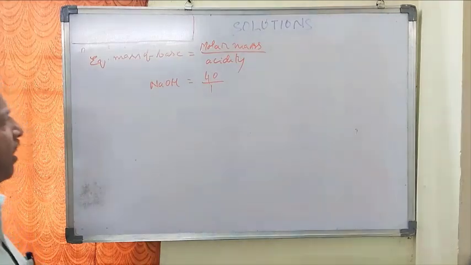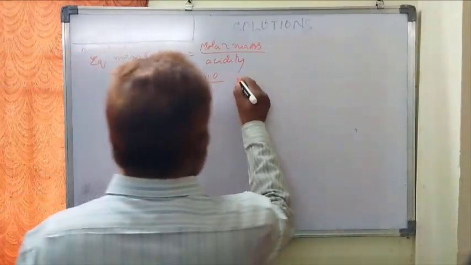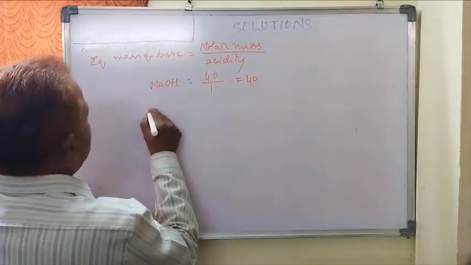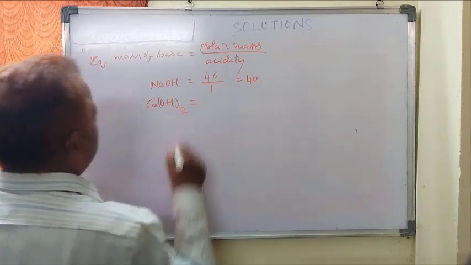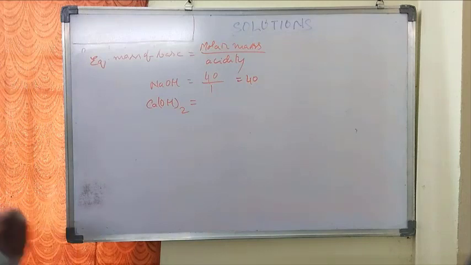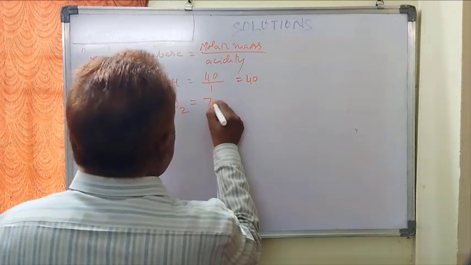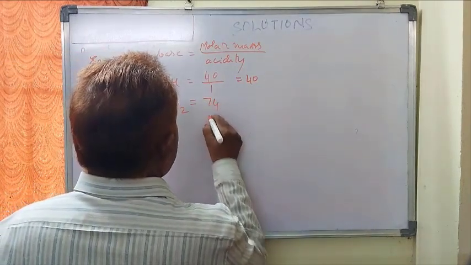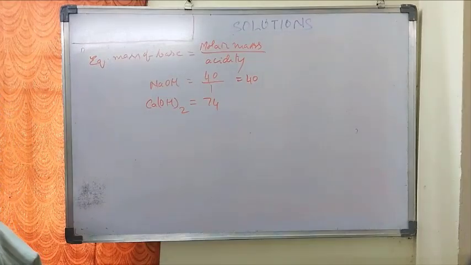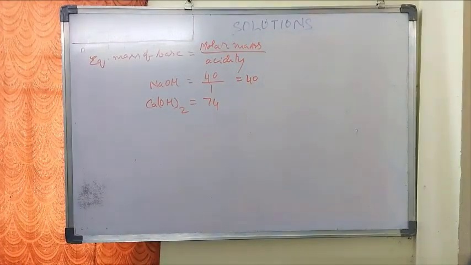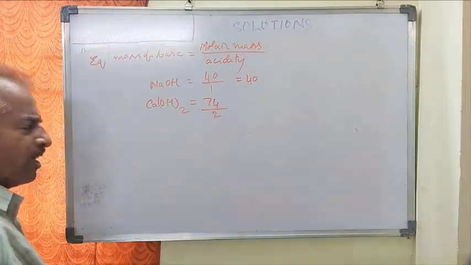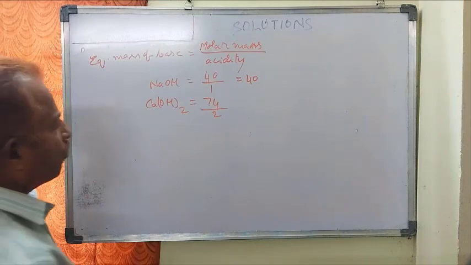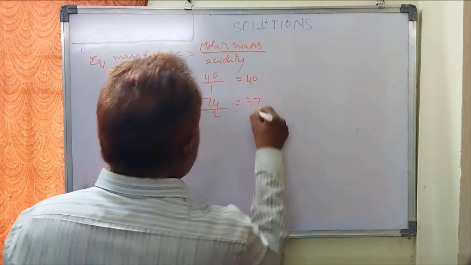It has 1 replaceable OH minus ion, therefore 40. Similarly, Ca(OH)2, calcium hydroxide, 74. The equivalent mass of calcium hydroxide is the ratio of molar mass to its acidity. Molar mass is 74 and it has 2 OH minus ions, so its acidity is 2, therefore it is 37.